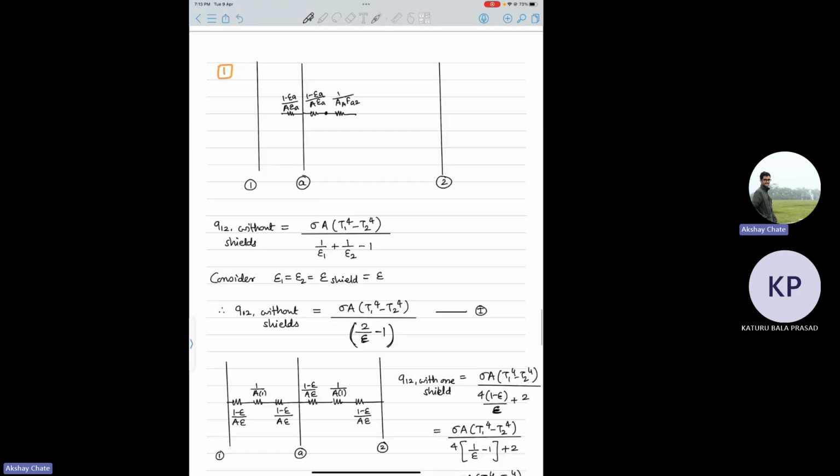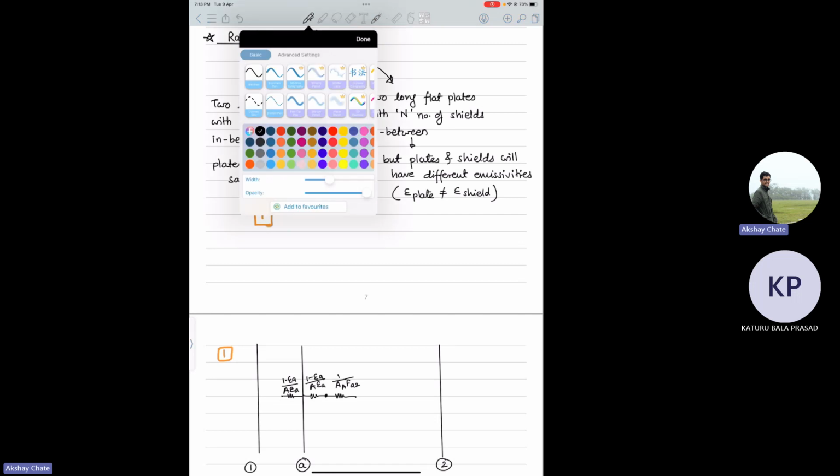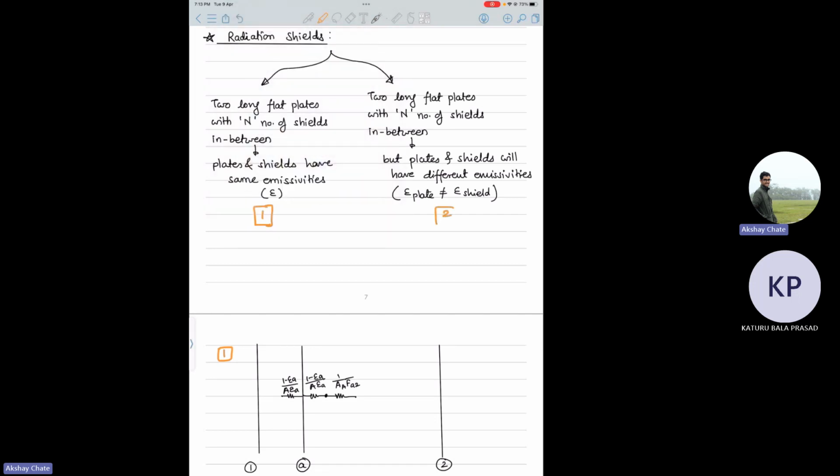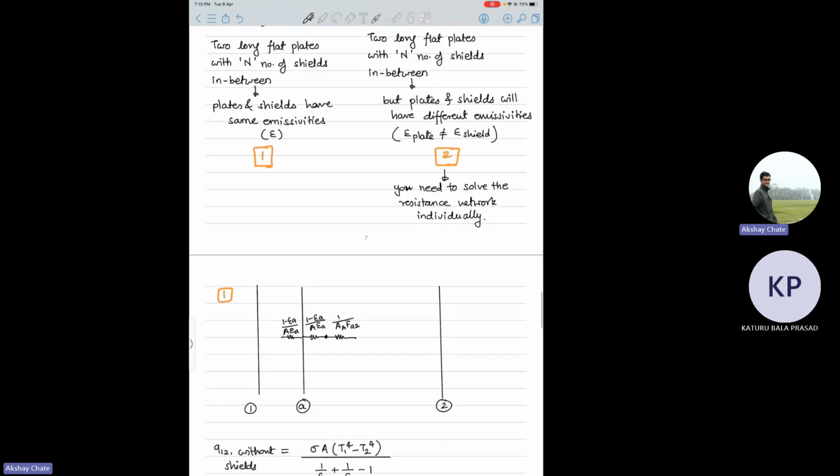Sorry, before moving on, the second case, this case where your emissivities will not be equal. What happens in that case? So in that case, you need to solve the resistance network individually. So basically, there is no simple formula for such cases. You have to draw the resistance network and then calculate all the resistances and solve.